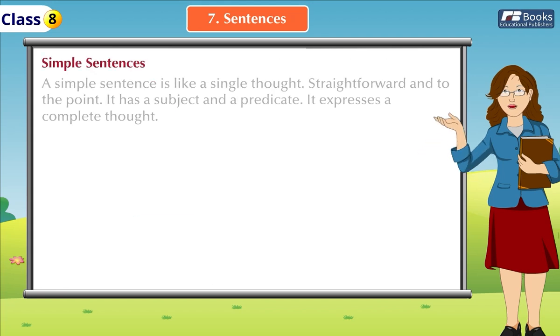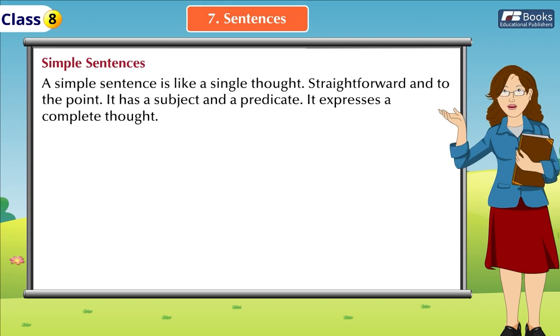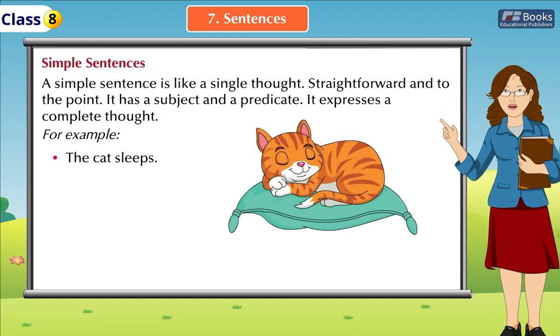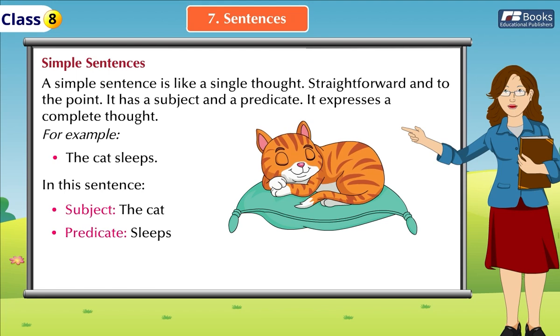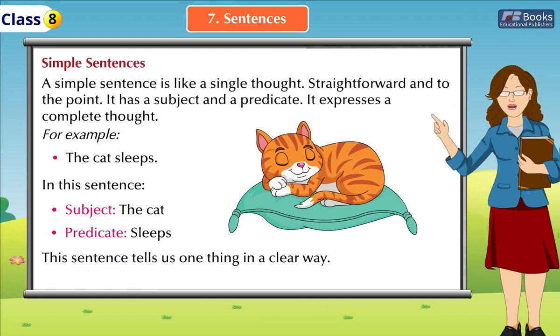Simple sentences. A simple sentence is like a single thought, straightforward and to the point. It has a subject and a predicate. It expresses a complete thought. For example, the cat sleeps. In this sentence, subject: the cat, predicate: sleeps. This sentence tells us one thing in a clear way.